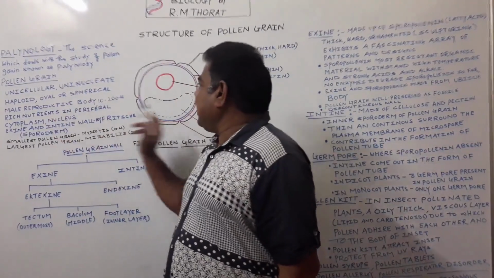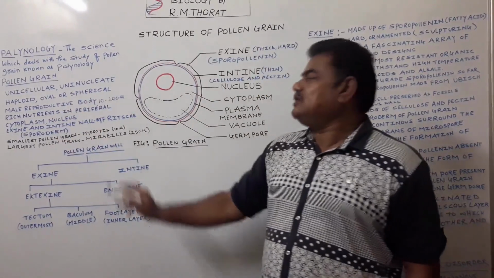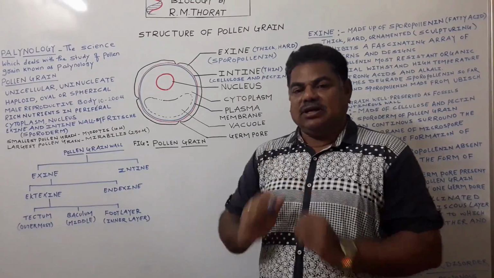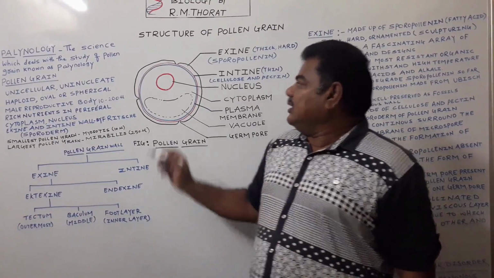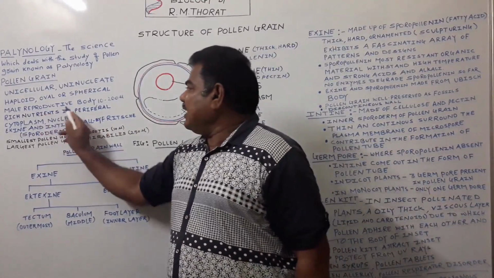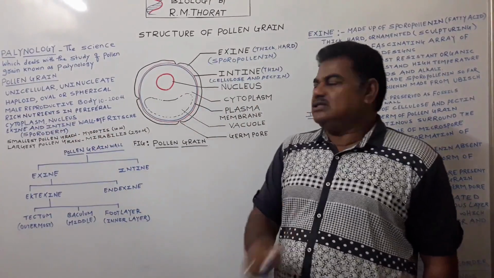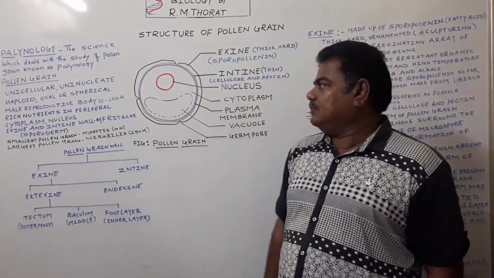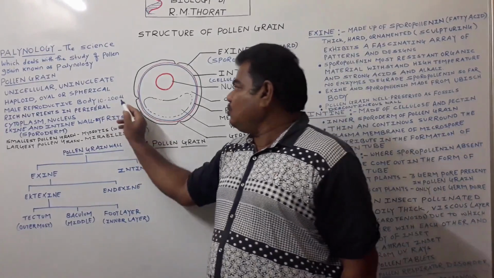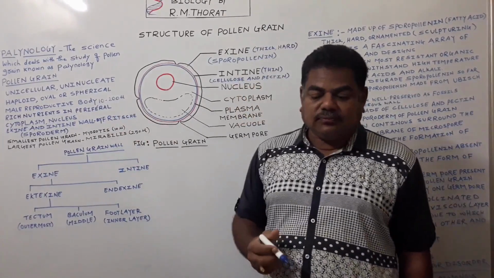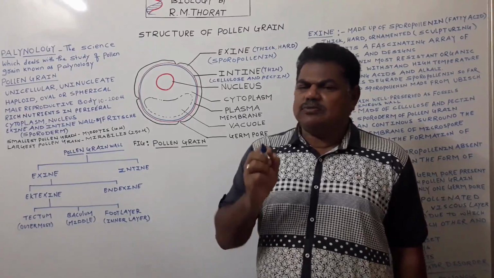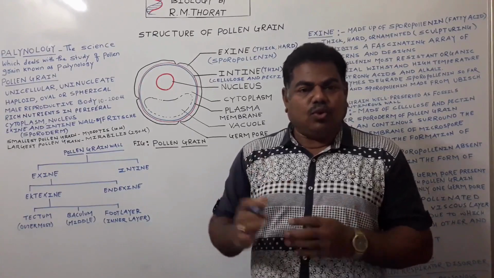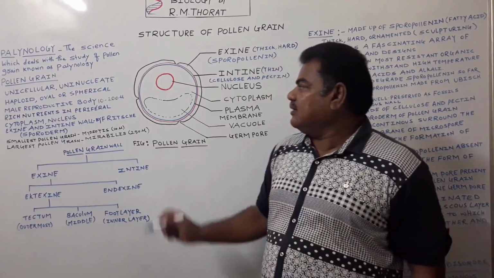Then this pollen grain is oval. In some species it is spherical, and in some species it is rounded. This pollen grain is a male reproductive body, measuring from 10 to 200 mu. It is very small in size, minute, only detectable under the microscope. They are microscopic in nature.